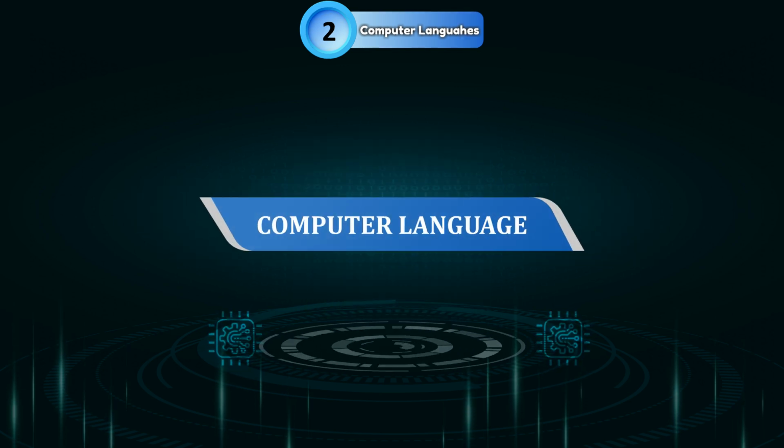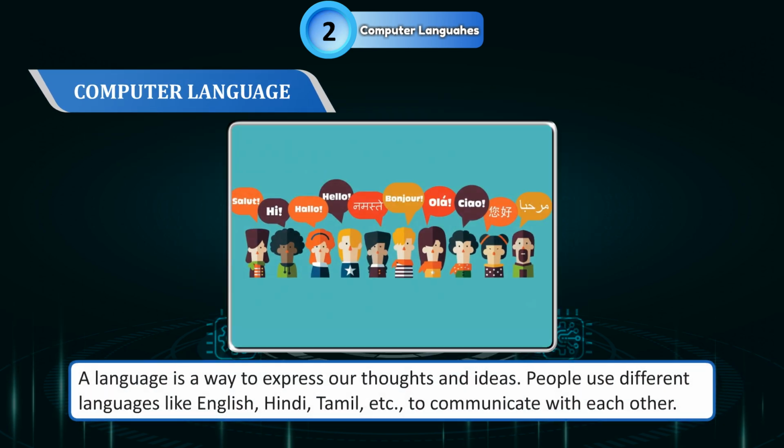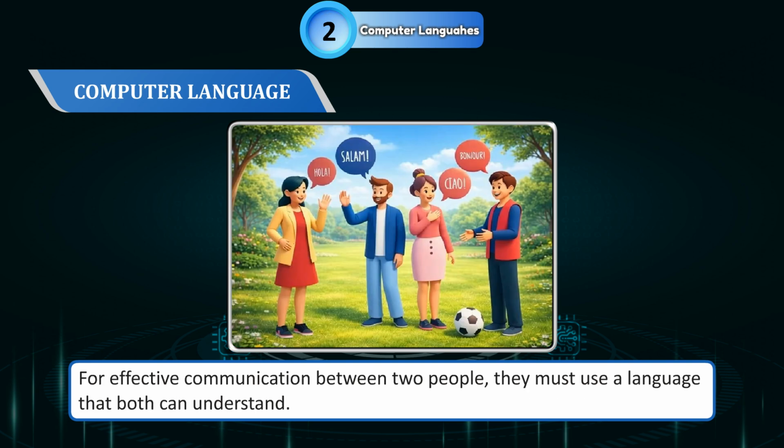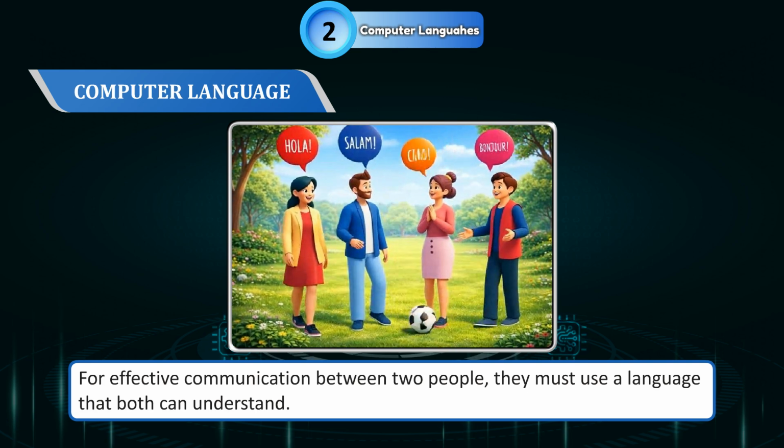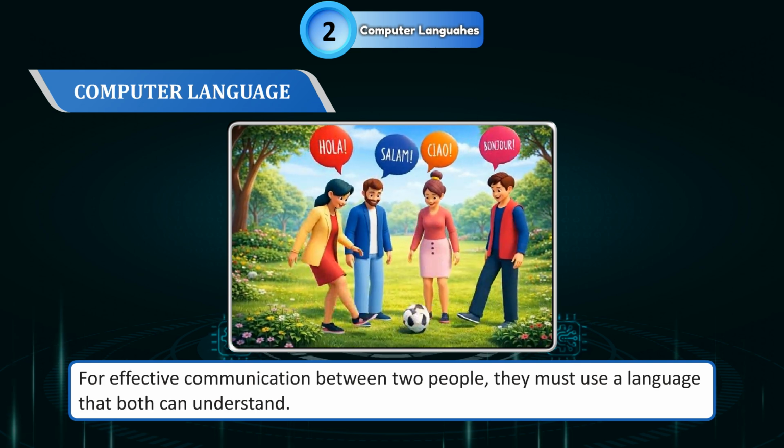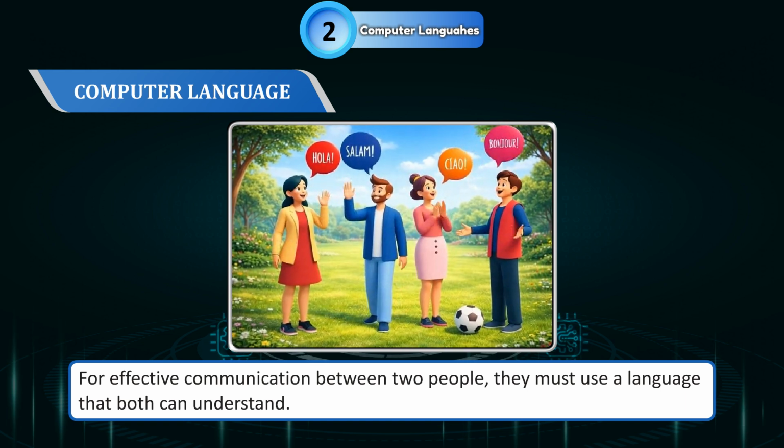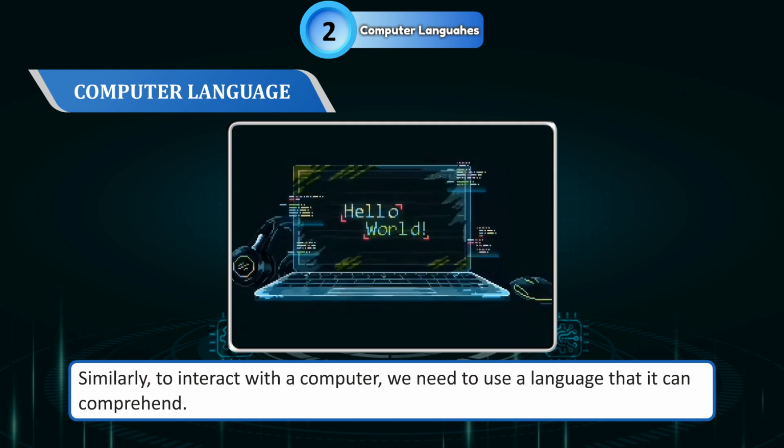Computer Language. A language is a way to express our thoughts and ideas. People use different languages like English, Hindi, Tamil, etc. to communicate with each other. For effective communication between two people, they must use a language that both can understand. Similarly, to interact with a computer, we need to use a language that it can comprehend.